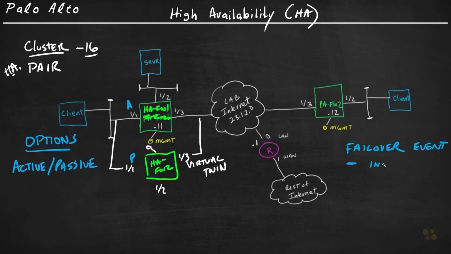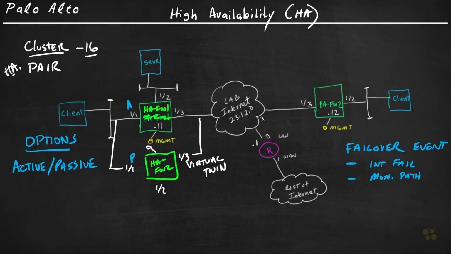We could have an interface fail. So maybe gig 1/3 up here on firewall 1 fails, and as a result, the other firewall says, oh, I'm going to take over because you're in trouble. Another failover event could be a monitored path. So let me go ahead and take our active firewall, put him back in business for a moment. And here's how a monitored path or path monitoring can work.